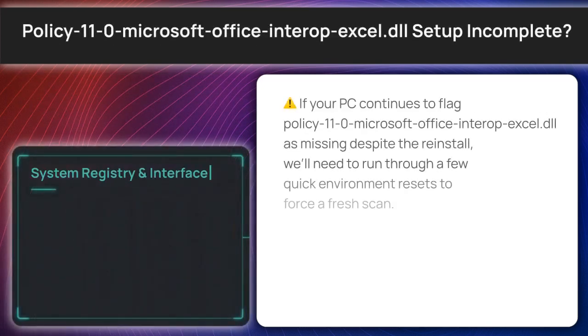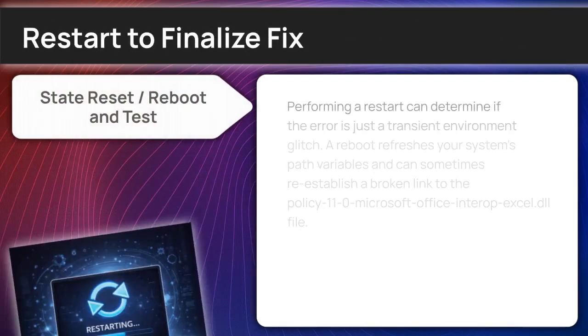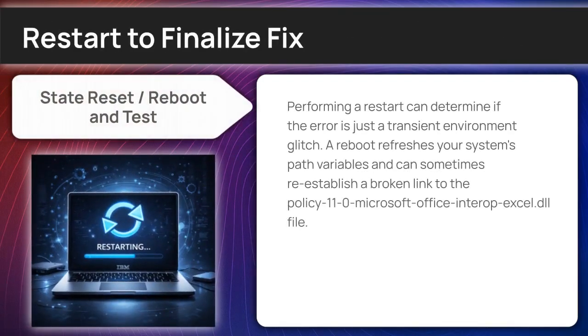If the installer was unable to bridge the gap, we will move to phase 2 of our diagnostic to refresh the system's memory. If your system has been running for an extended period, a reboot might be necessary to resync your background processes and clear any temporary locks on the Policy 11.0 Microsoft Office Interop Excel file.